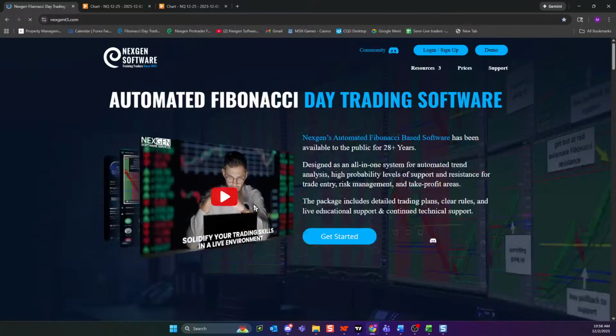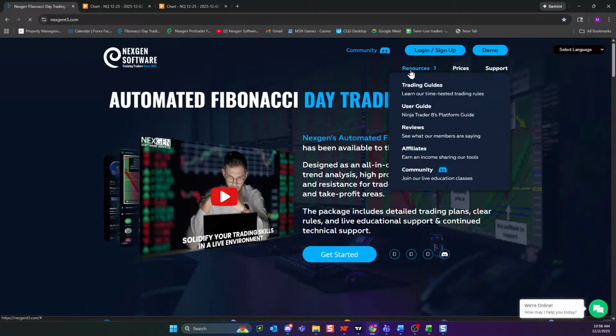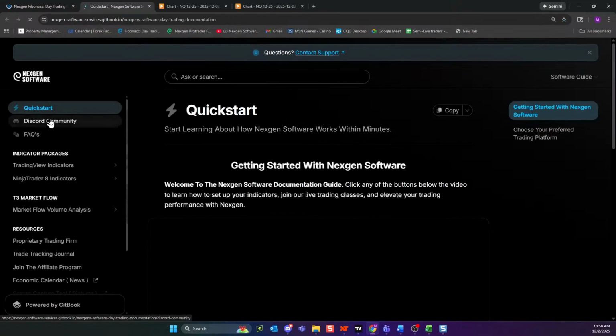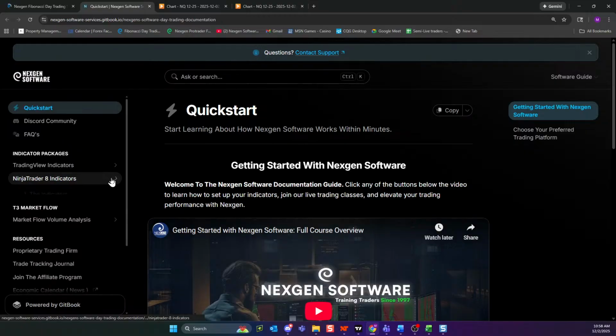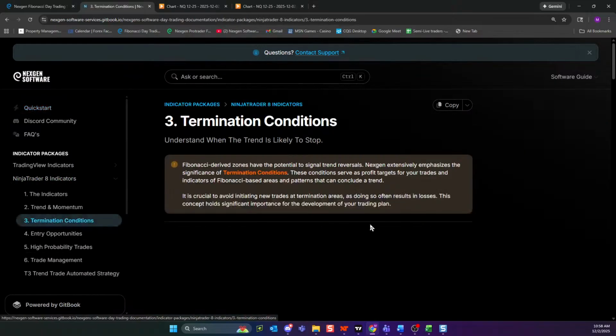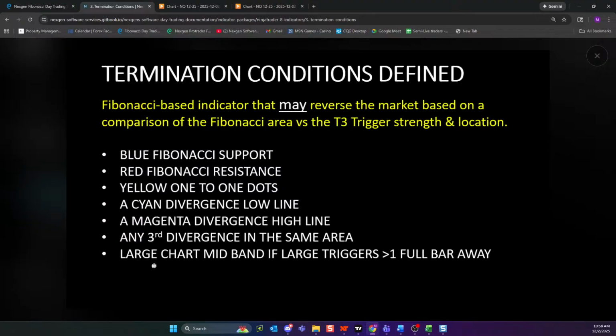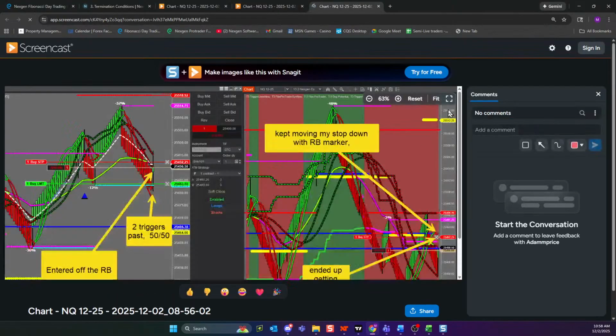That's the most forgotten termination condition. And I don't know why I'm going through, but I want to just show it. Large sharp midband, if the large triggers are greater than a full bar away, that's the only time that midband ends up on my radar.